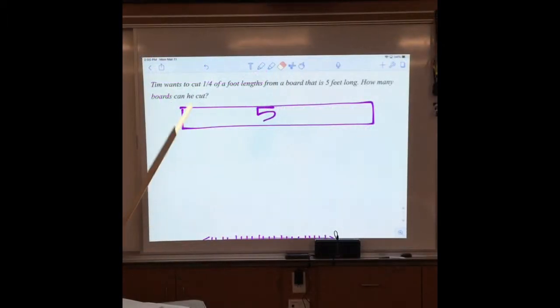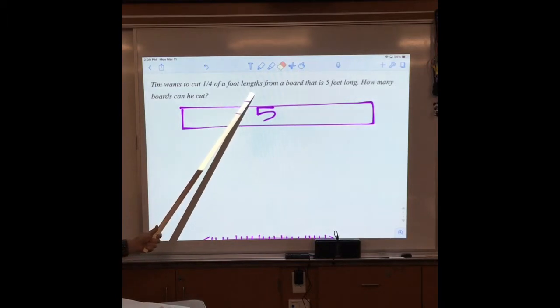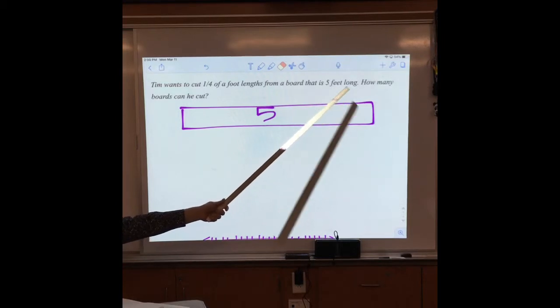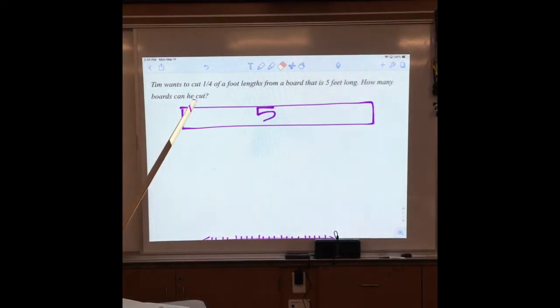Okay, if you notice, we have a word problem. It says Tim wants to cut 1/4 of a foot length from a board that is 5 feet long. How many boards can be cut?